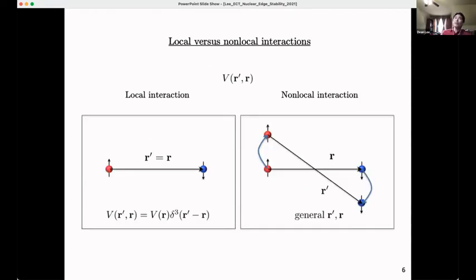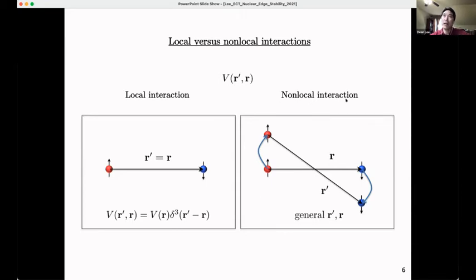Okay, so let me now briefly mention what I mean by a local interaction versus a non-local interaction. So a local interaction is something like the Coulomb interaction. Now, generally speaking, we can have a two-body interaction where R is the incoming separation vector between the 2 particles, and R prime is the outgoing separation vector between the 2 particles. If R prime is equal to R, then we have not moved the particles at all. This is like the Coulomb interaction, and this is what I call a local interaction.